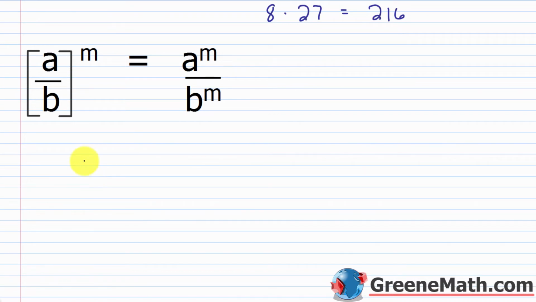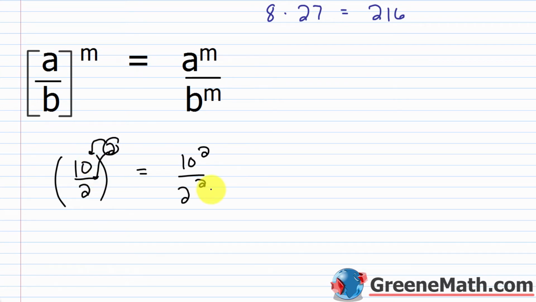All right, now we also want to look at a quotient here, a over b. This is raised to the power of m. So we say this is equal to a to the m over b to the m. So as an example of this, let's say I had something like 10 over 2, and this is squared. Well, this is 10 squared over 2 squared. Right? You can think about this as going here and also here.